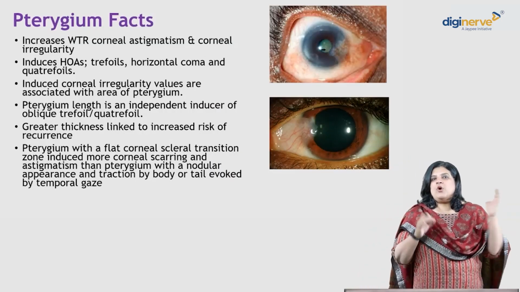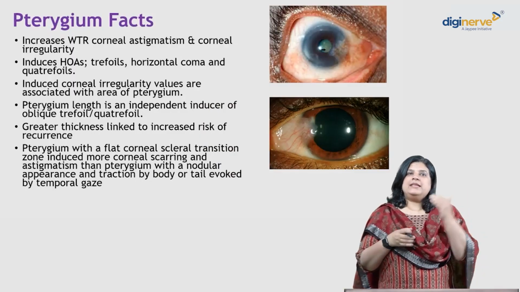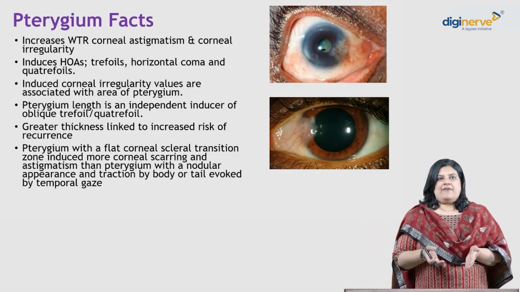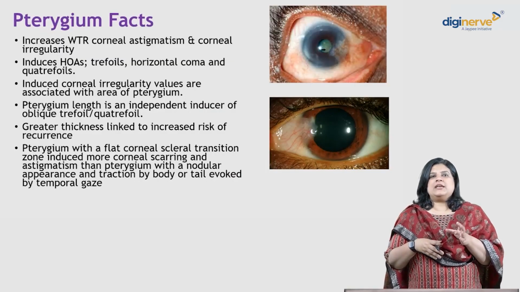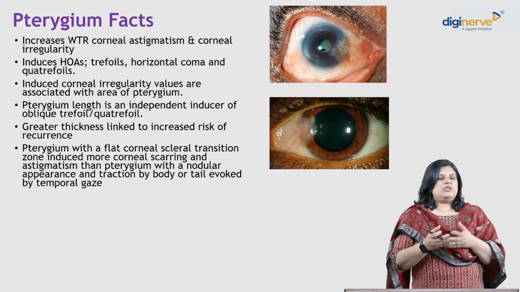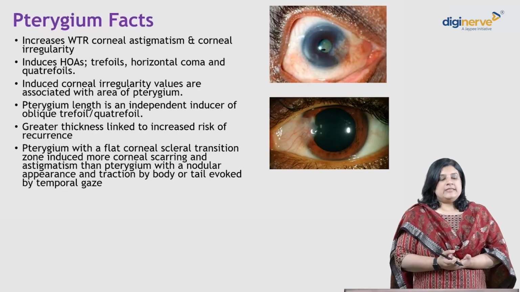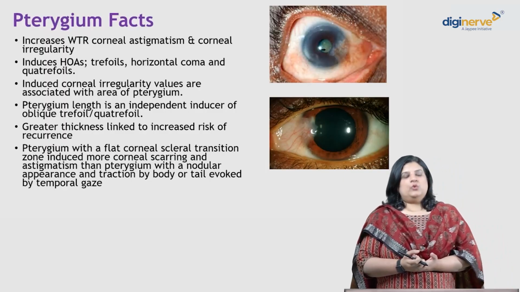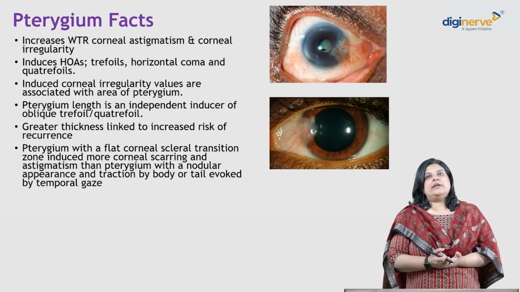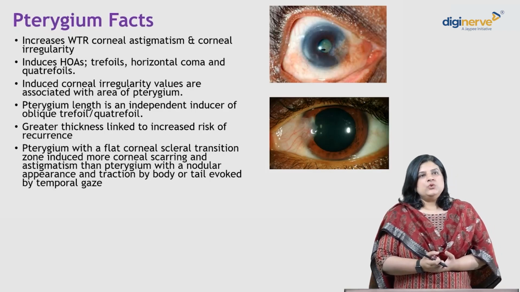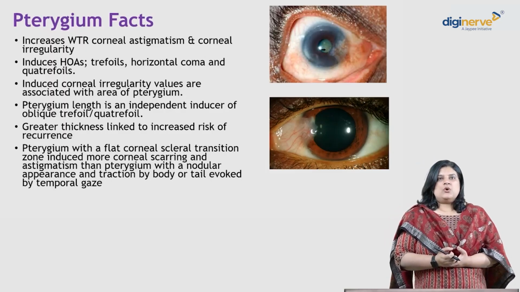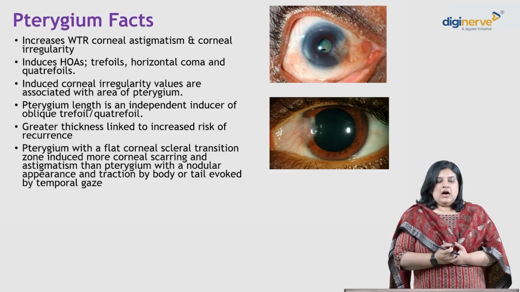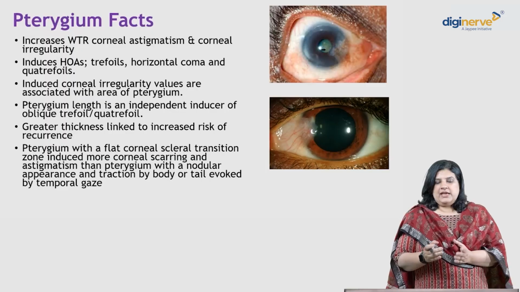So before we go on to the correct answer, let's have a look at some more pterygium facts so that we are able to address any question that comes related to pterygium in any permutation or combination. Pterygium increases with-the-rule corneal astigmatism and corneal irregularity. It induces a lot of higher order aberrations. The induced corneal irregularity values are associated with the area of the pterygium.